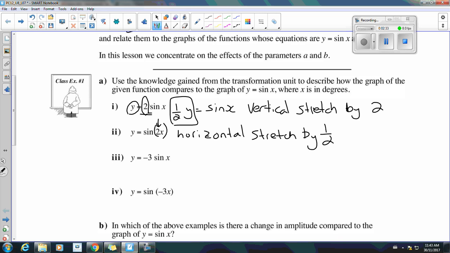Next one, y equals -3 sine x. This is again a vertical stretch by 3. And that negative sign, just like in our transformation unit, is a reflection. It's multiplying the y values by -1. So this is a reflection in the x-axis.